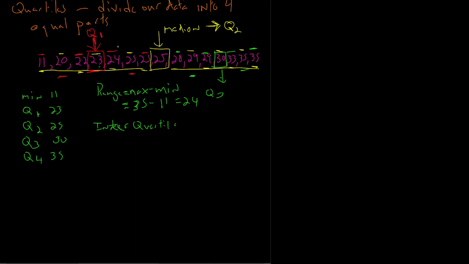In between these two, if each of these is 25%, this is the middle half of my data. And so we'll talk about the interquartile range, which gets abbreviated IQR, and it's Q3 minus Q1. In this case, 30 minus 23, which is 13.